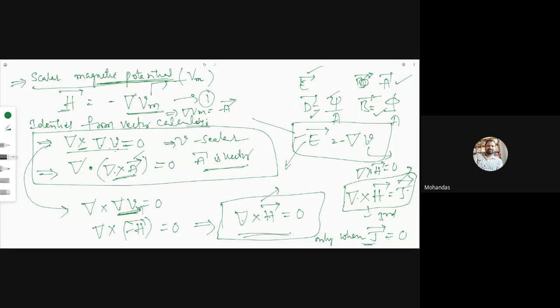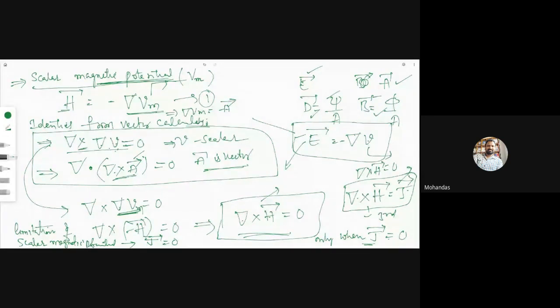Okay, that is a limitation of which one? The limitation question is important for 2 marks. What is the limitation of scalar magnetic potential? Please respond. J equal to 0. J equal to 0.